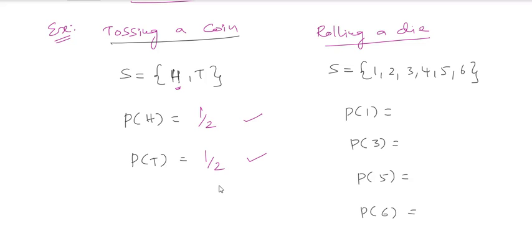So check it out. Out of 6 outcomes, the probability of getting 1 is 1 by 6, since only 1 will be there. 3 also 1 by 6, 5 also 1 by 6, 6 also 1 by 6. So likewise you have to see the different types of analysis in the probability concept. Am I right or not?